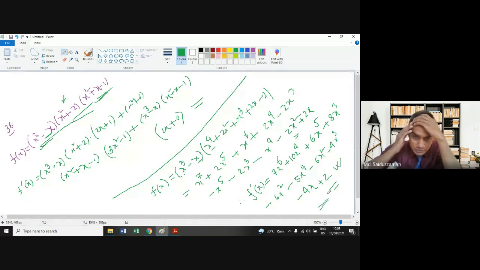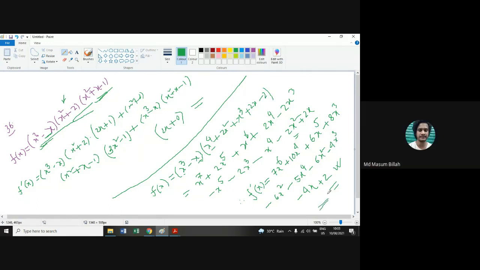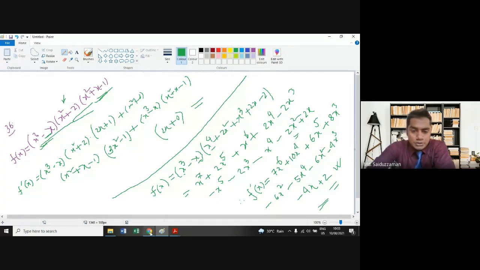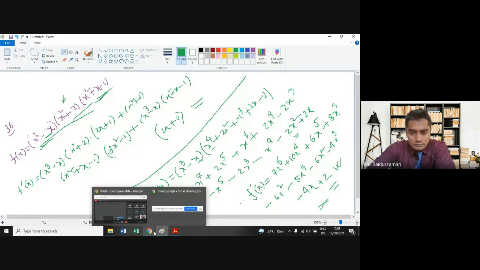Clear? So which one is better, you think? The last one is better. Okay, no problem, you can do. Any more issues here? No, sir.